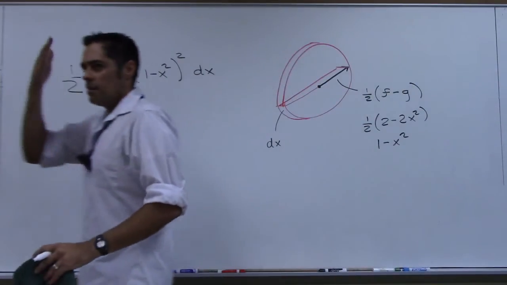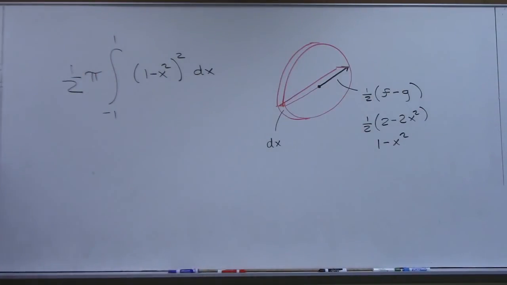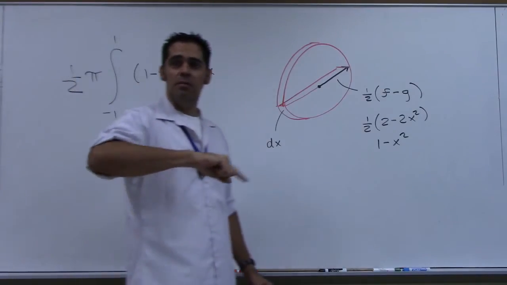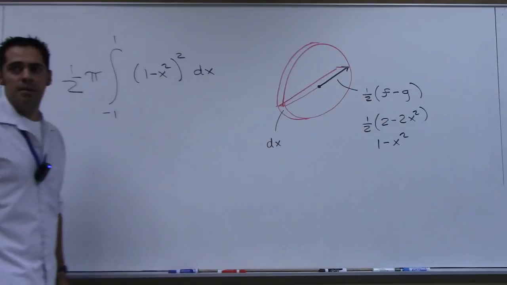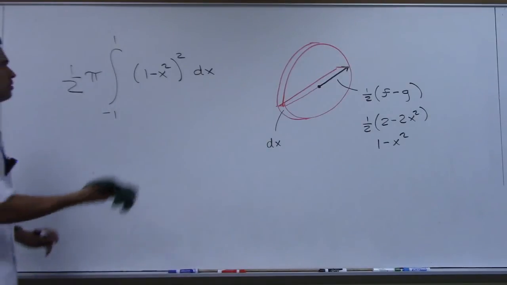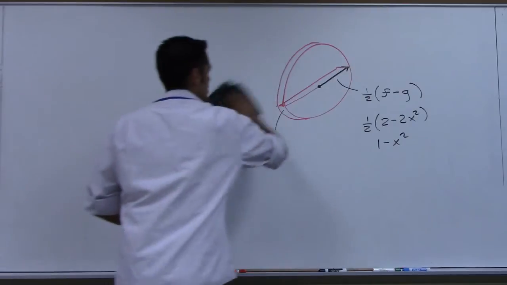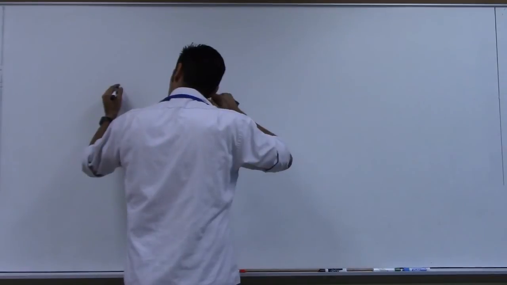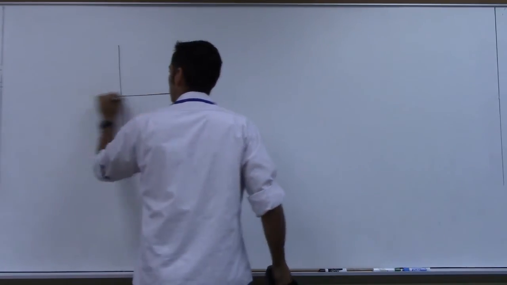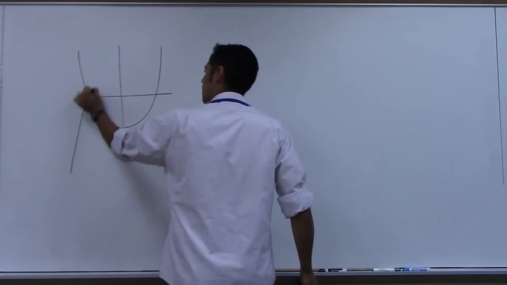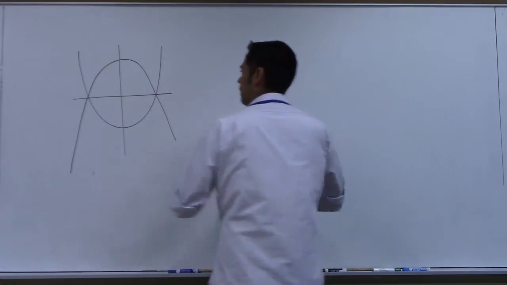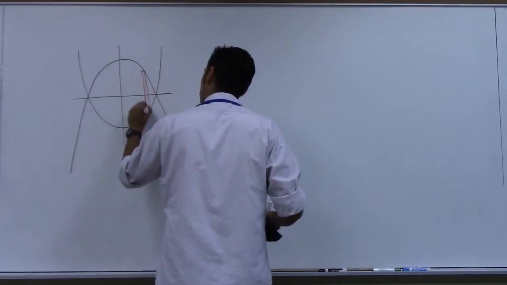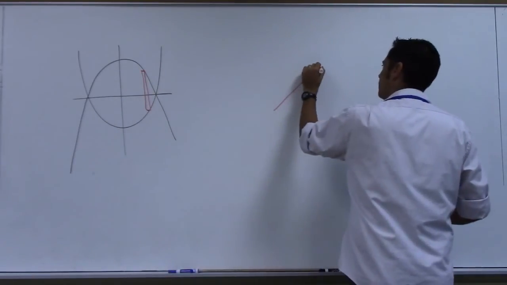Same region. Cross sections that are perpendicular to the x-axis form equilateral triangles where the base of the triangle is the distance between the two functions. Equilateral, y'all know what equilateral means, right? All sides the same length. So, getting tired of drawing this picture. I think you're probably getting tired of seeing it. Here's my region, my little rectangle that I'm going to lay down over here.